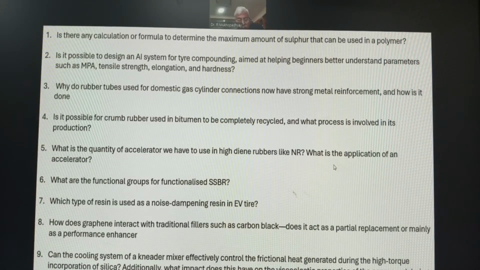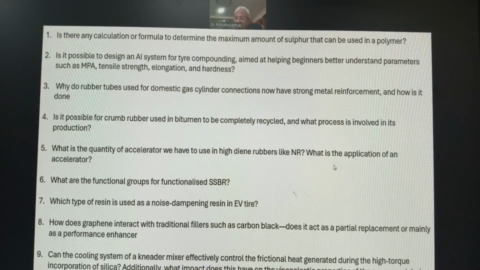What is the application of an accelerator? The application of an accelerator is generally to accelerate the curing reaction. You can cure with sulfur alone, but it takes a number of hours, which is not feasible from a productivity point of view.